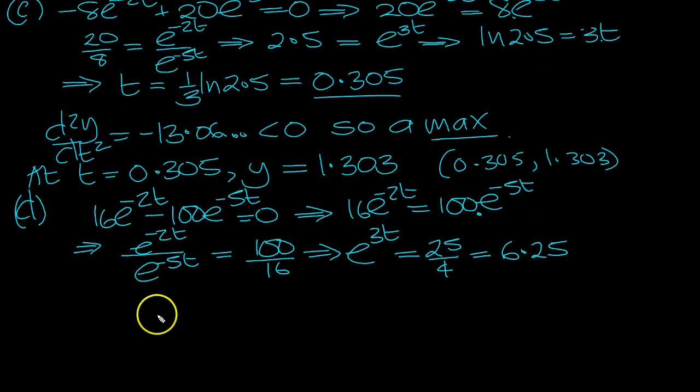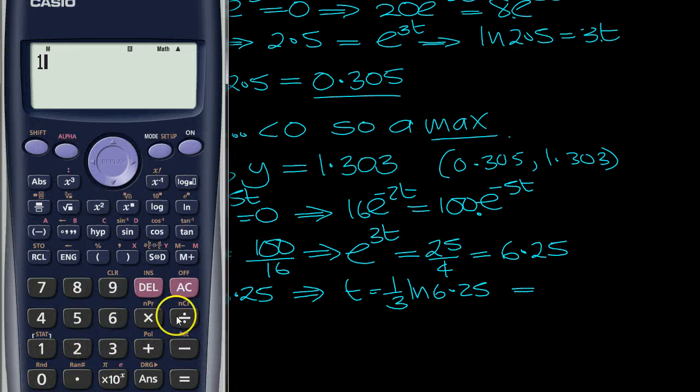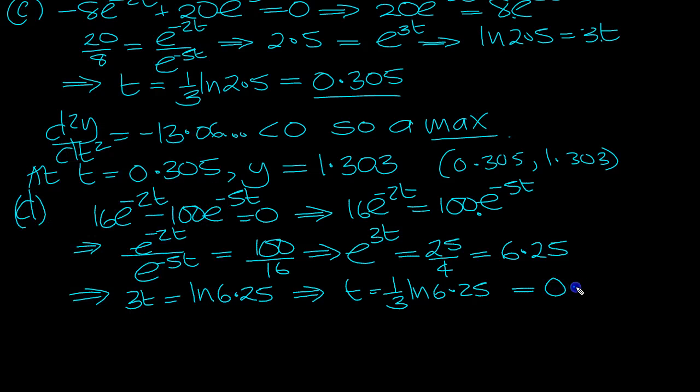So now let's take the log form of that in the decimal equation. So the e swings down, 3t is equal to ln 6.25, and t is equal to a third of that. So what does that equal? 1 divided by 3 times the natural logarithm of 6.25. 0.61 is the value. Okay, I've done it to 2dp there.